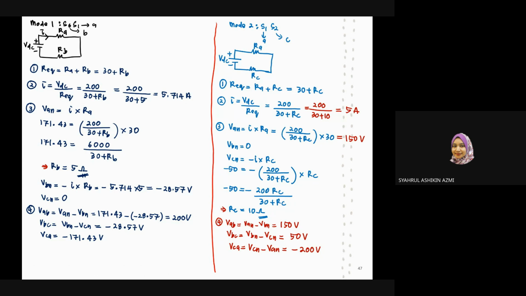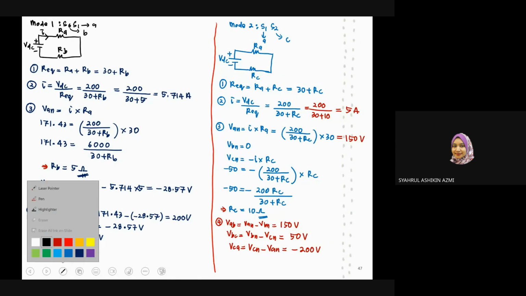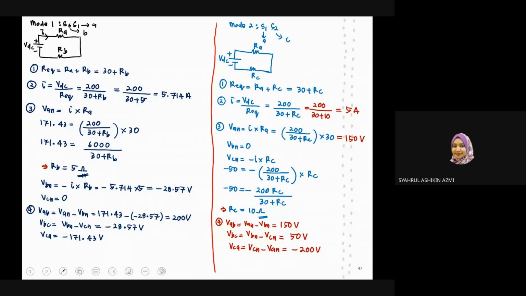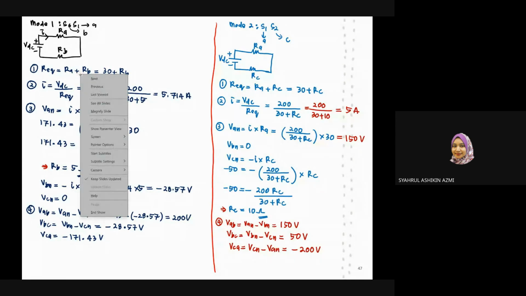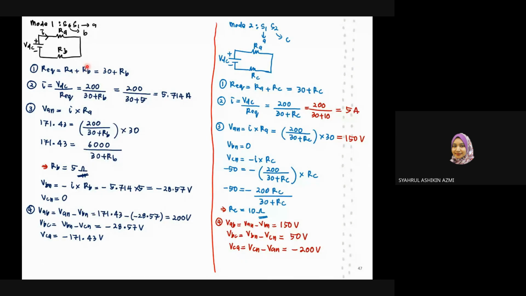The steps will be the same. There are 4 steps you need to follow, so make sure you follow the steps. Number 1: the equivalent resistor, R equivalent, will be equal to RA plus RB. RA is given in the question, which is 30 ohm. Put it there. RB, you don't know yet what the answer will be, so just leave it as RB.